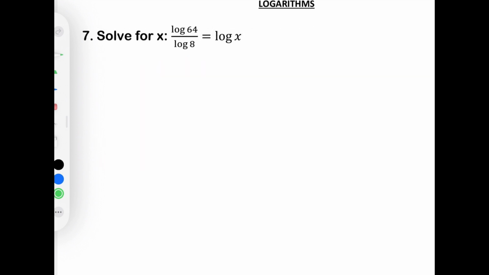The next question is solve for x. The equation given is log of 64 divided by log of 8 gives log of x. So find the value of x for this equation. Whenever we have two logarithms in division, we do not have any law for that. So we have to try and get same numbers in numerator and denominator of the fraction.